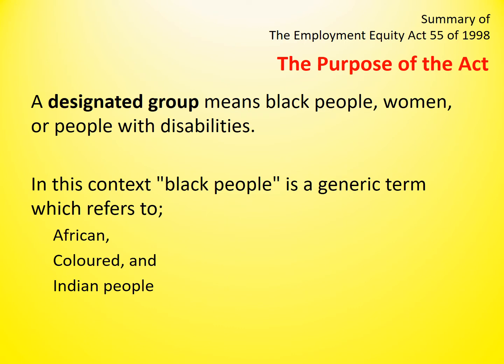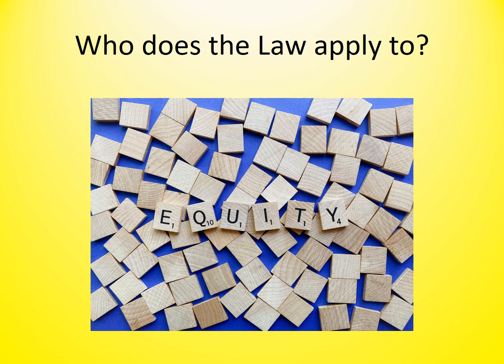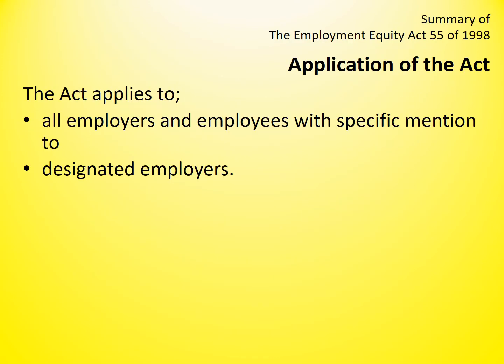A designated group means Black people, women, or people with disabilities. In this context, Black people is a generic term that refers to African, colored, and Indian people. The Act applies to all employers and employees with specific mention to designated employers.